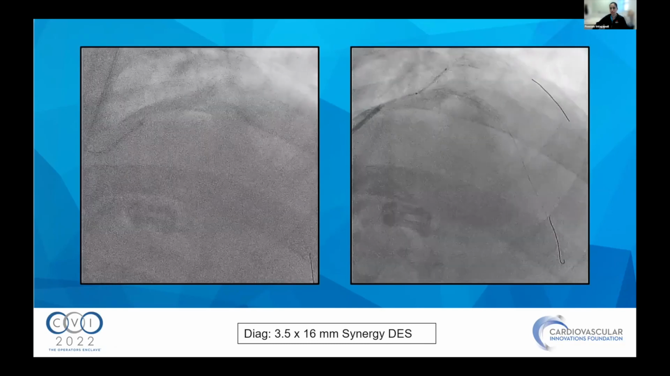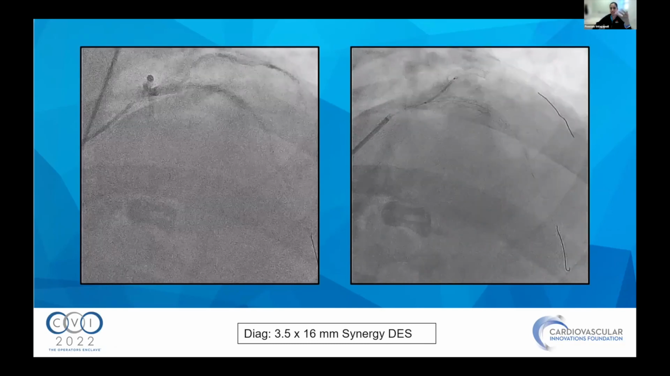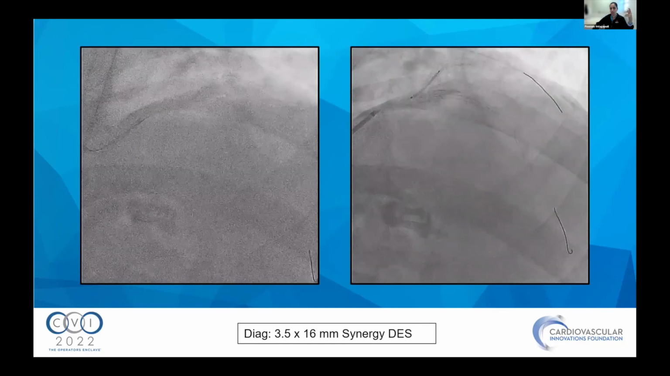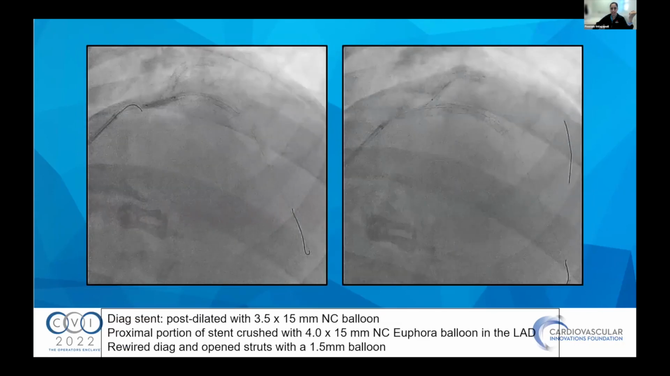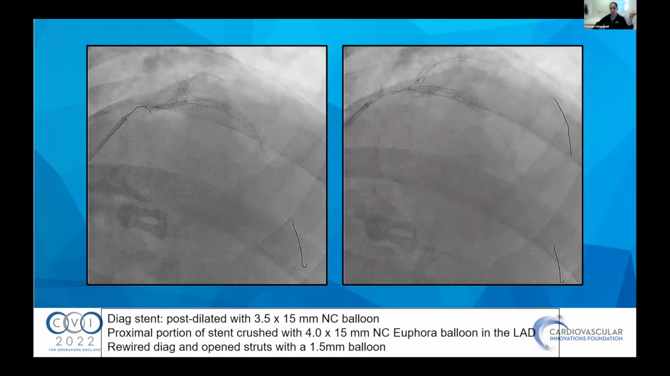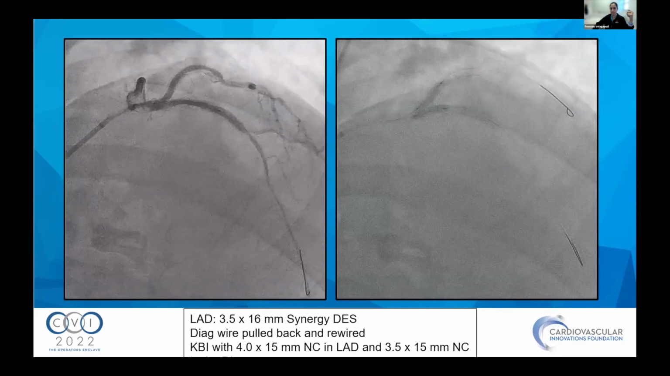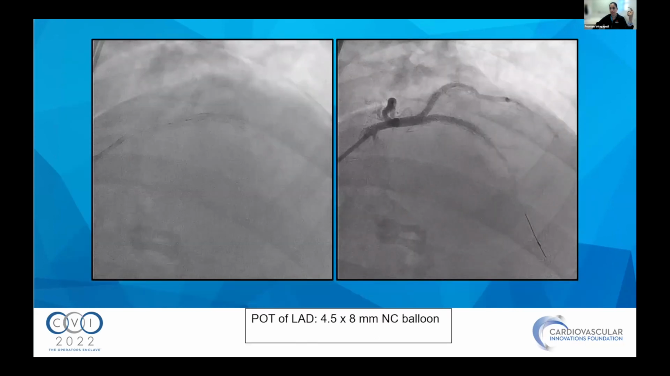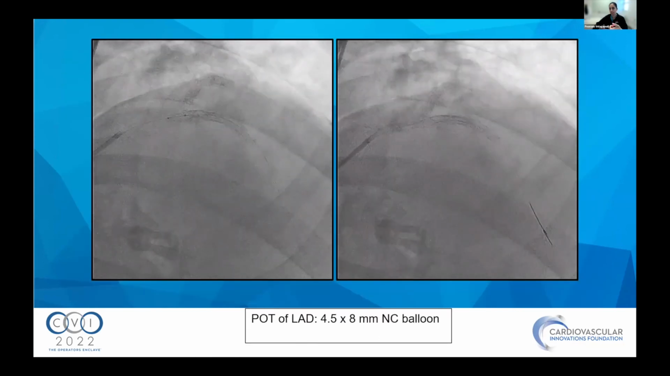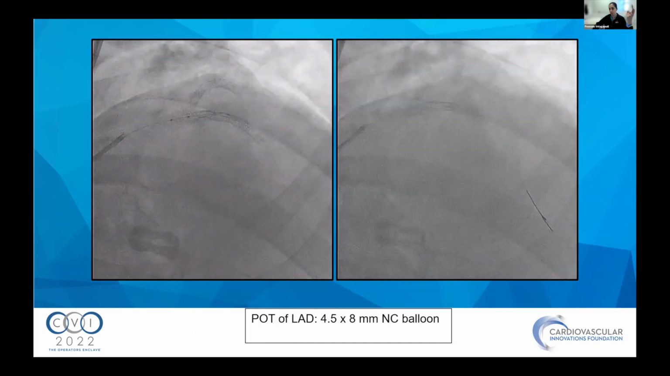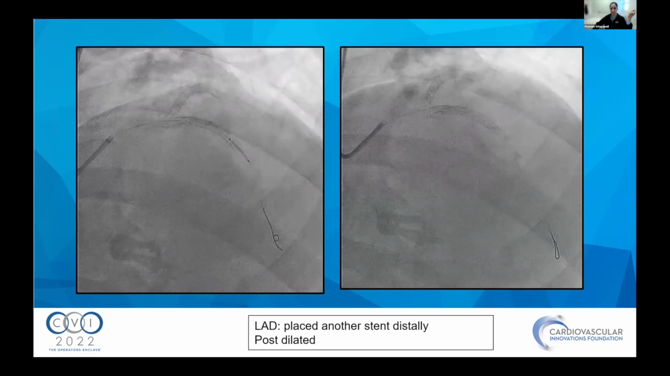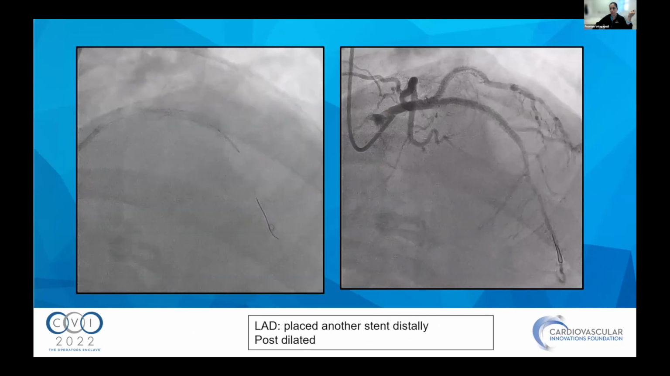So anterior wide escalation in the LAD. I usually try and do DK crush when I have equal sized vessels. So the stent in the diag, crush the stent, and then open the side struts as an extra step, and then stent in the LAD. Kissing balloon inflations, POT. There's that distal disease that I had actually thought I'd leave alone, but it looked pretty significant after the stent. So another stent there, and then that was the final image.